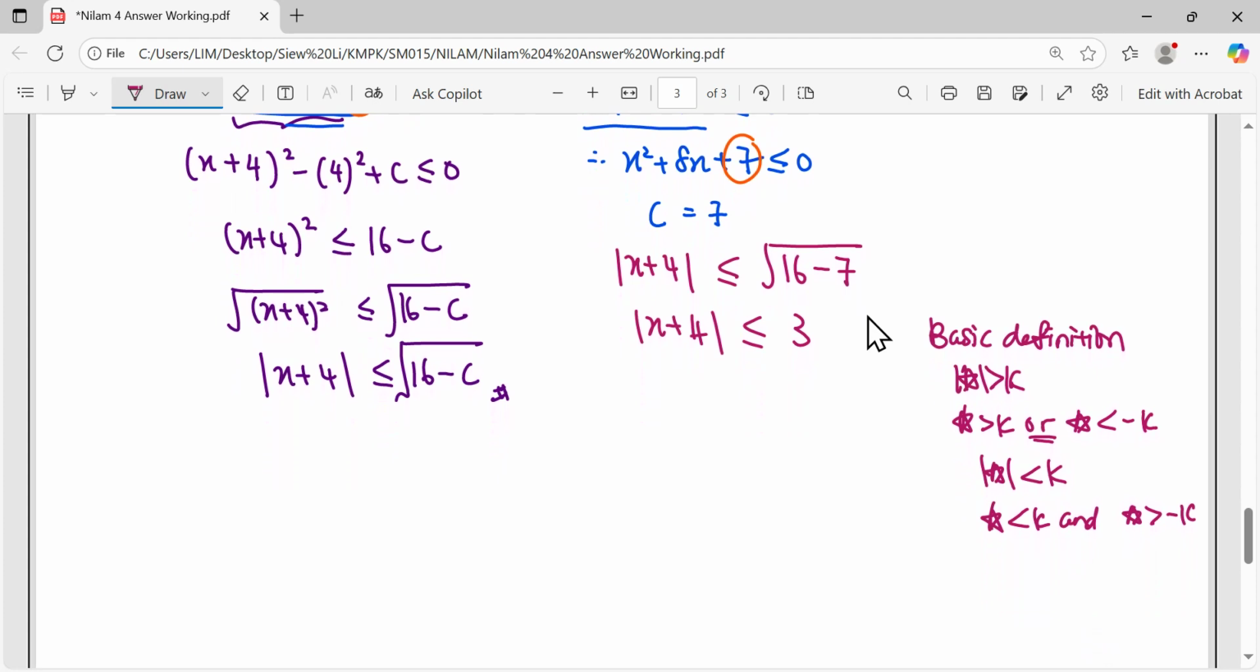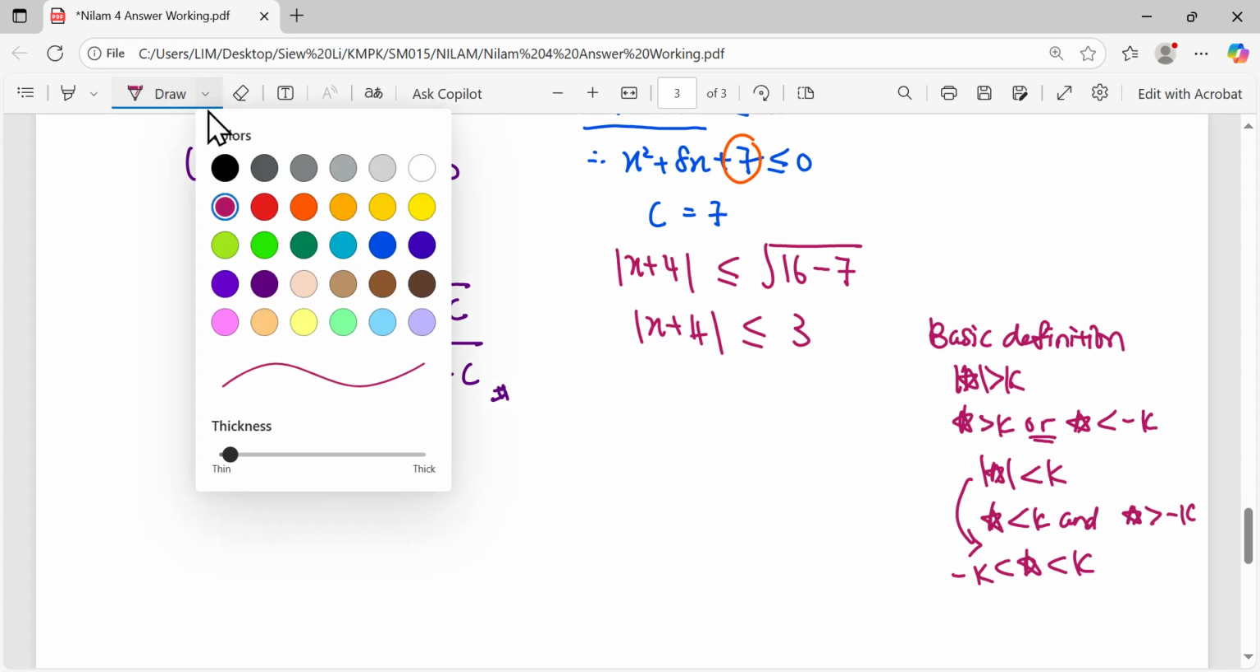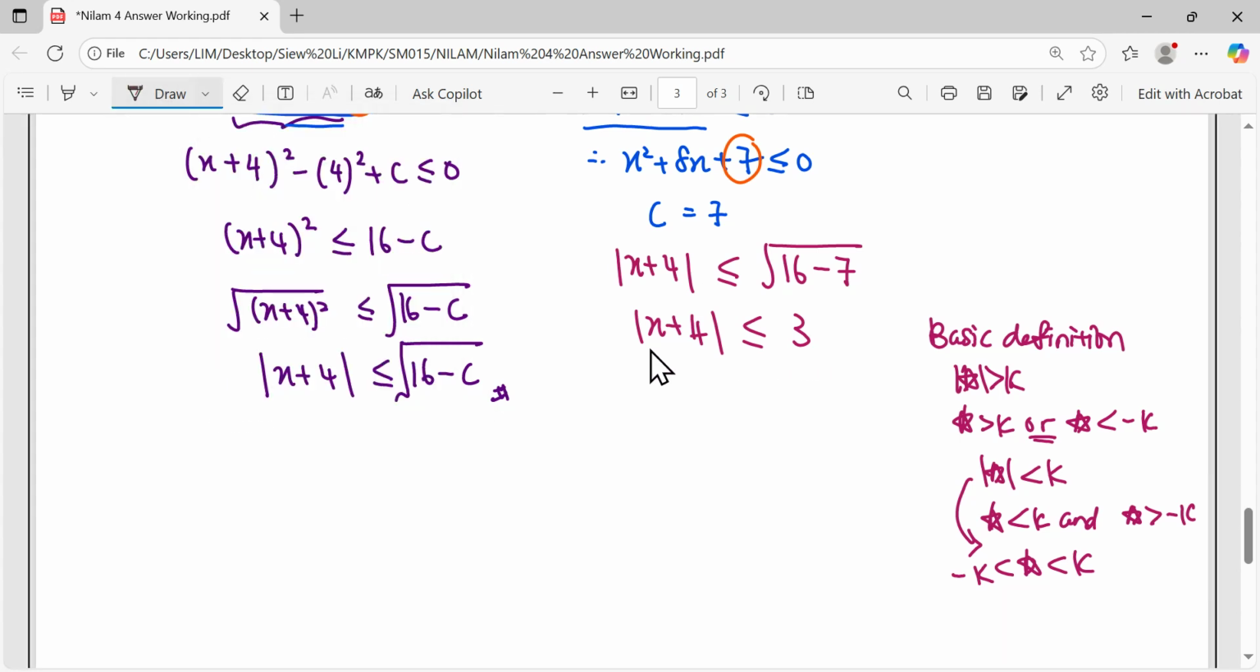Or you have a simple one: if your modulus inside is just a simple x, like our question, where we don't have x squared or other things, we can express this like in our topic 3 when we did validity. Open the modulus: less than k, then negative k. When you have less than, we have two methods for the basic definition, so we will choose the simple form. When I open the modulus, x plus 4 will be less than or equal to 3 and more than or equal to negative 3.